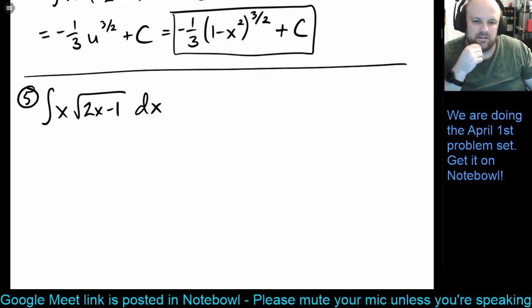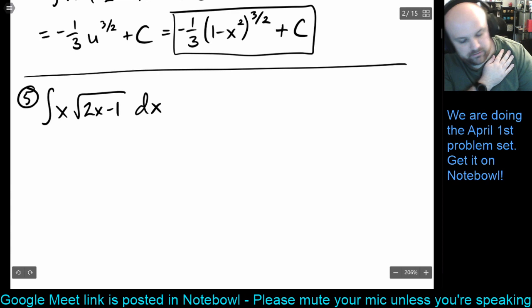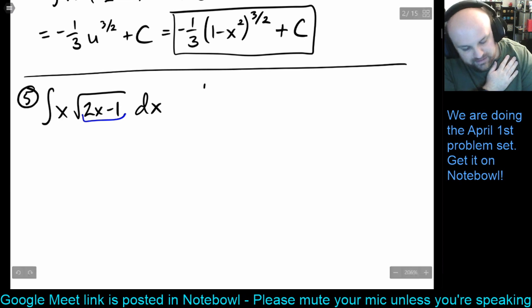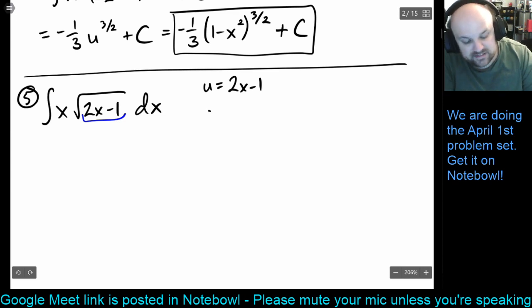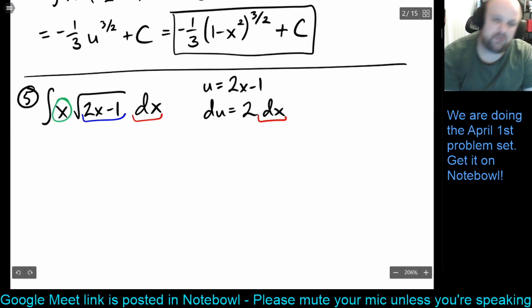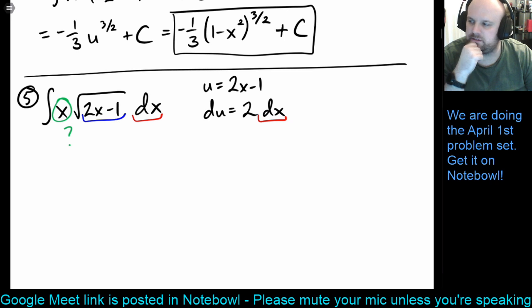All right. So in this problem, the thing that most makes sense to be u is this stuff under the square root, right? Because that's kind of a problem down there. So we're going to make that equal to u. The problem is du is just 2 dx. So we got the dx, but what do we do about this x here? How can we deal with that? Any suggestions how we could do that?